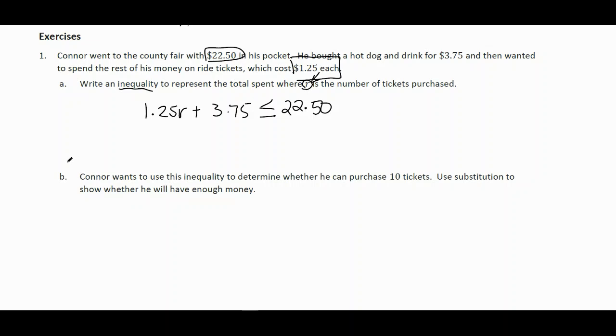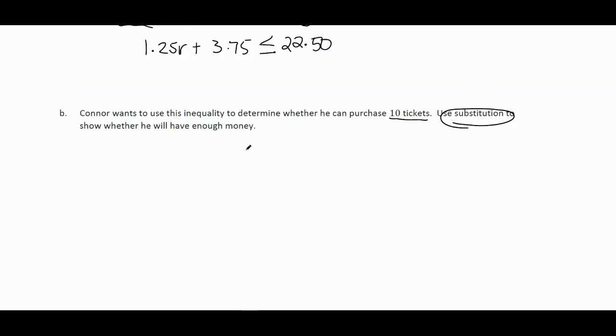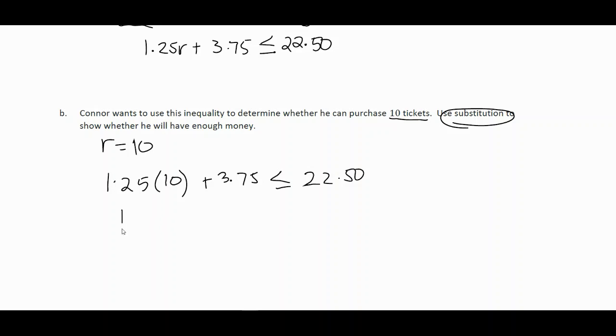Use substitution to show whether he will have enough money. So we have 10 tickets and it says use substitution. So it means basically we got R equal to 10. So we're going to have 1.25R, which is going to be substituted as 10, plus 3.75 is less than or equal to 22.50. So 1.25 times 10 is of course 12.50, plus 3.75 is less than or equal to 22.50.